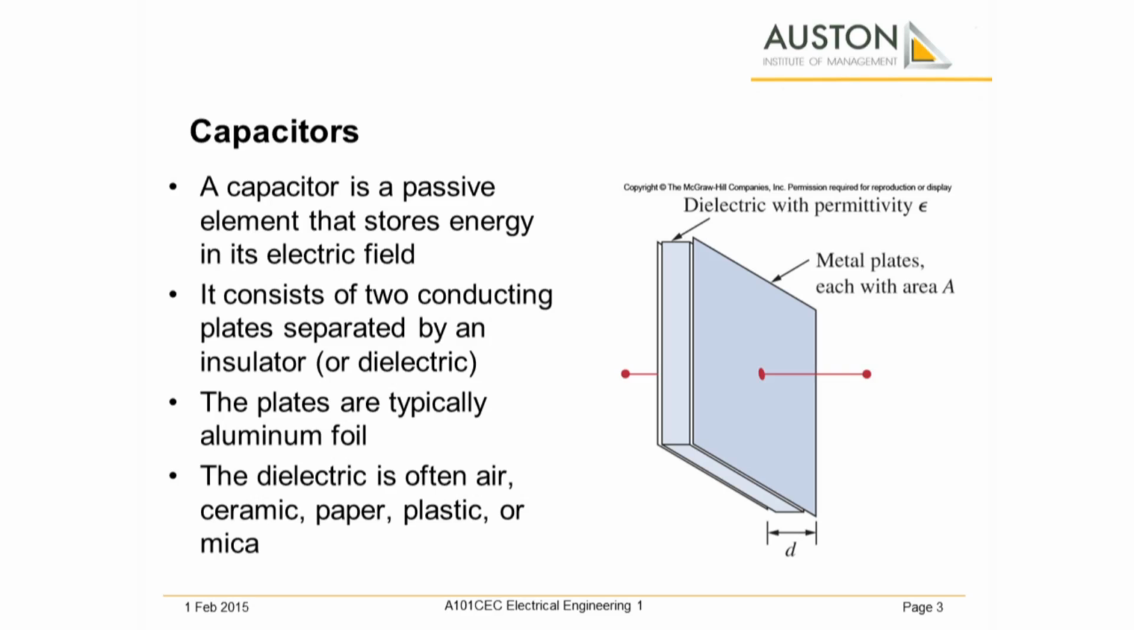What is a capacitor? A capacitor is a passive element. It is capable of storing energy in its electric field. A capacitor basically consists of two conducting plates which are separated by an insulator, which is normally called a dielectric.